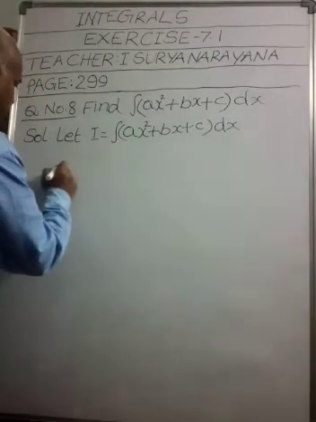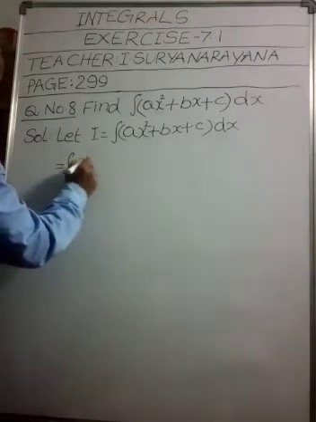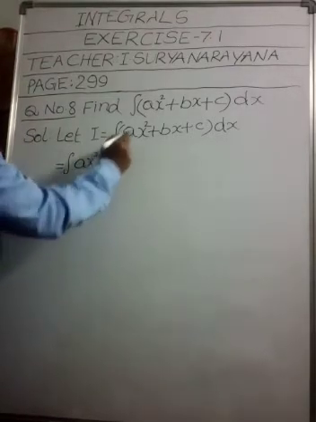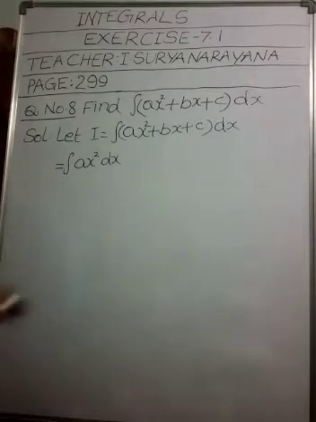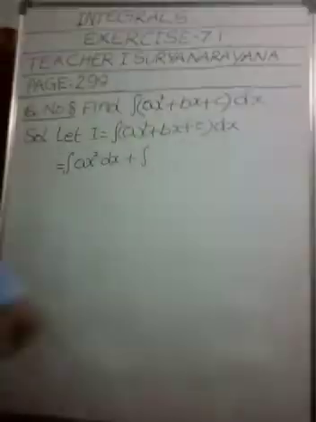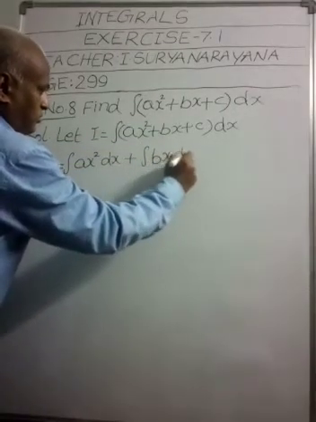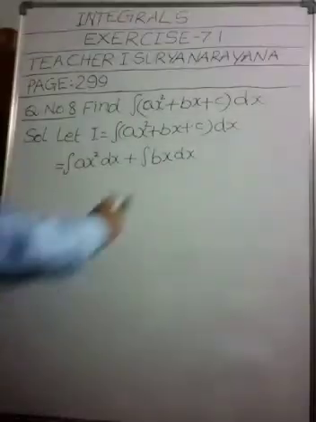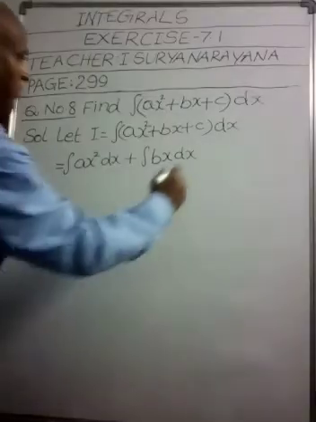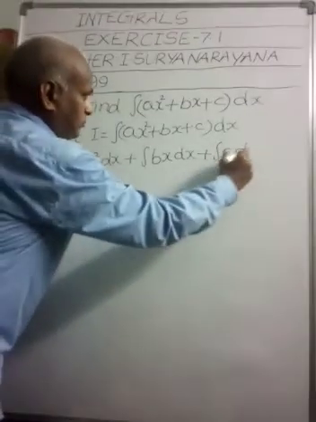Okay my children, that is equal to integral, first term is ax square, so integral ax square dx. Understood this first term my children, right, plus integral, what is the second term here? bx. So integral bx dx. Understood this second term my children, right, plus integral, what is the third term? c dx. Understood this step my children?